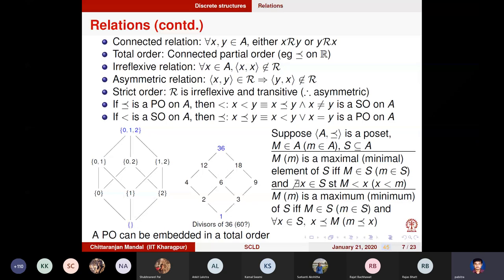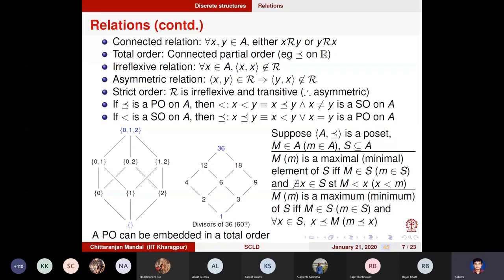Note one thing that is obvious from this: there can be multiple maximal and multiple minimal elements of a subset. You can think about it a little bit. There can be multiple maximal and multiple minimal elements.